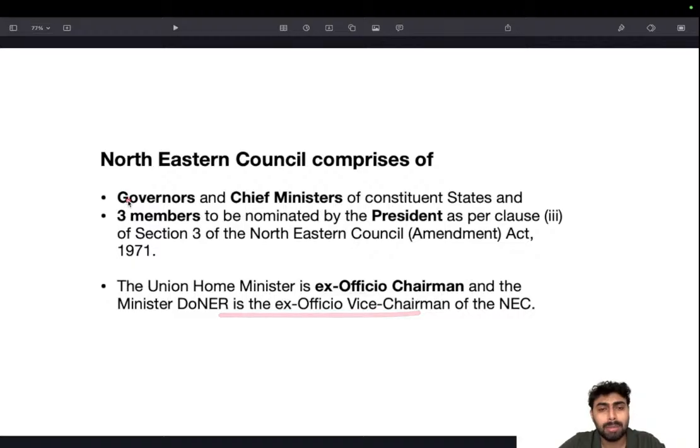So governors will be there. This is something that we don't usually see in the zonal council. We also don't see governors there, but in the case of the Northeastern Council we see governors and chief ministers, and also 3 members nominated by the president. And it's a statutory body under the Northeastern Council Act 1971.